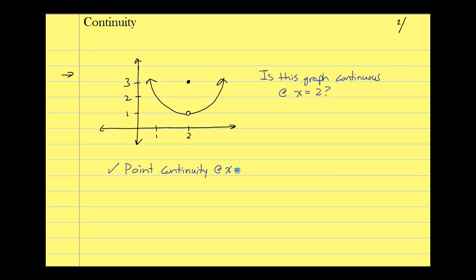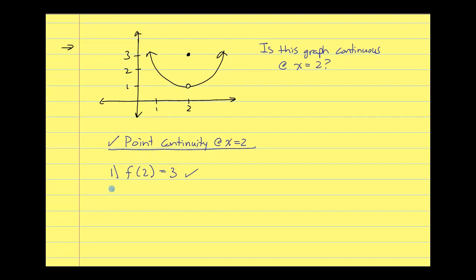So we are going to check point continuity at x equal 2. Now remember, there's 3 things I need to check for. First of all, the function must be defined at 2. So if I plug 2 in, I get 3 back out. So check. Yep, function's defined. Second step, the limit as x approaches 2 of f of x. Okay, let's check this out.